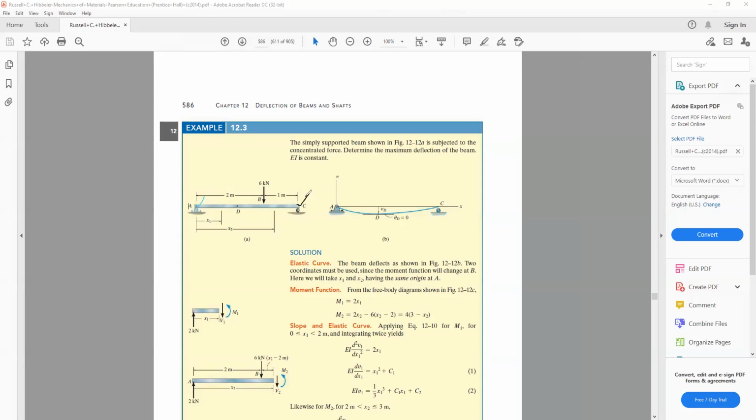Now, in this beam, the total span of the beam is 2 meter plus 1 meter, that is 3 meter. And at a distance of 2 meter from end A, it is subjected to a concentrated load of 6 kilonewton. While you are solving beam deflection problems, what is very important is to first do the physical inspection of the beam, understand the physics of the problem. Under the influence of the 6 kilonewton load, the beam will deflect, and the deflection curve will have a shape essentially like this.